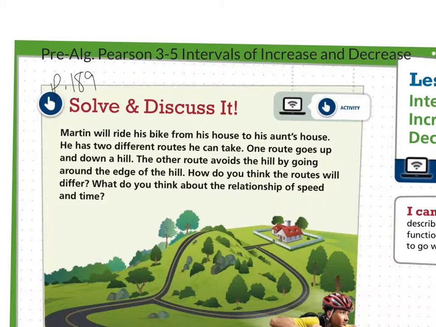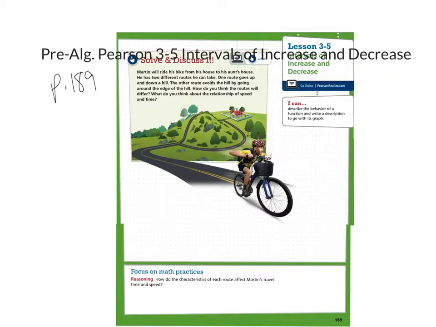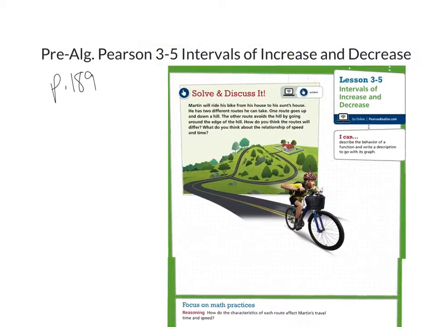One route goes up and down a hill. The other route avoids the hill by going around the edge of the hill. How do you think the routes will differ? What do you think about the relationship of speed and time? So, what we're going to be talking about here, they're going to be asking us to draw a graph basically.